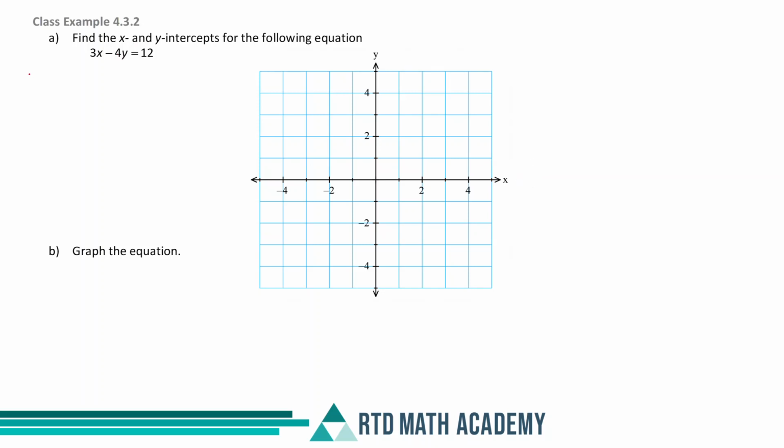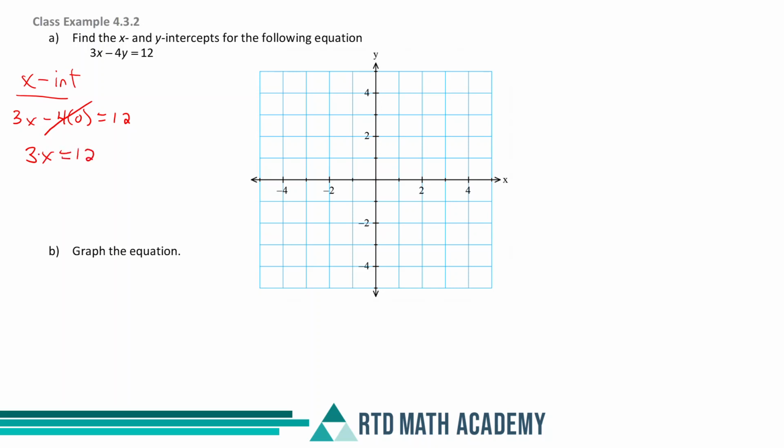For the x-intercept, we're going to rewrite this, but instead of a y, I'm going to throw a 0 in. So we're going to rewrite this as 3x minus 4, and instead of a y there, we throw a 0 in, and that's equal to 12. Now, zeros are nice because anything times 0 is just 0, so this whole term cancels. What we have left now is 3x is equal to 12.